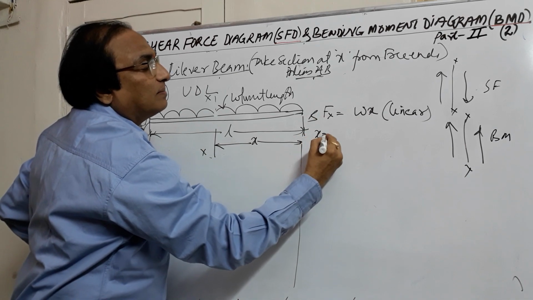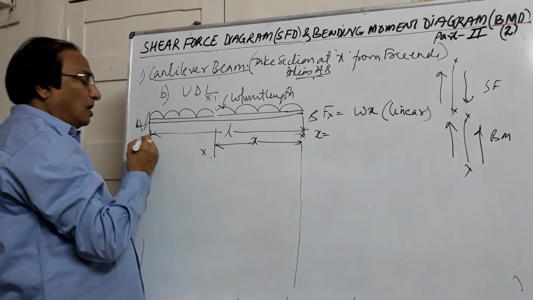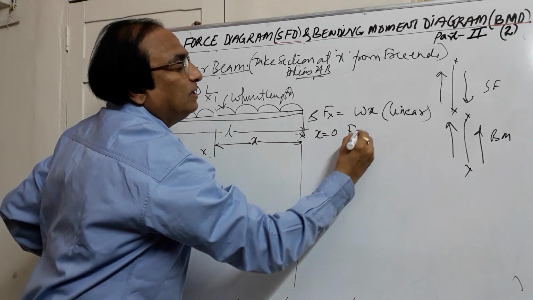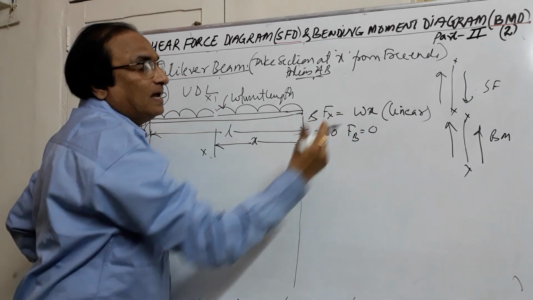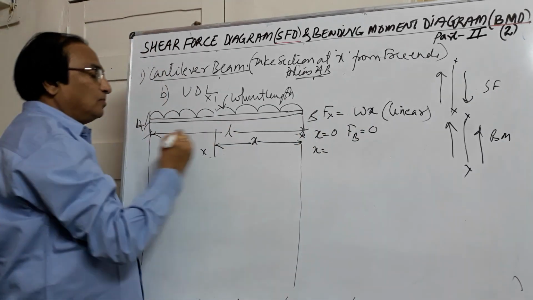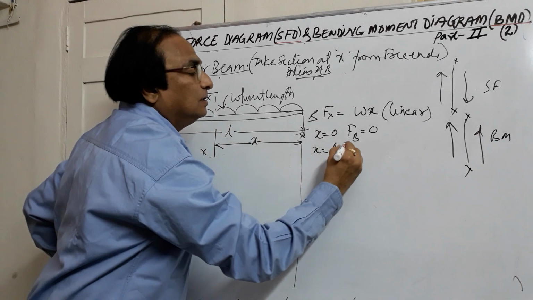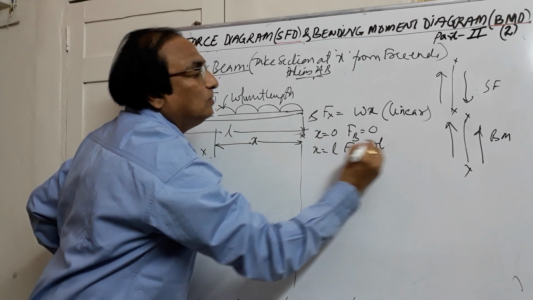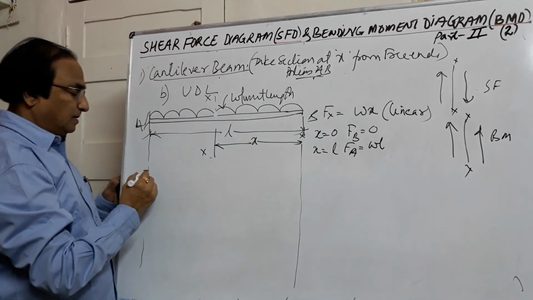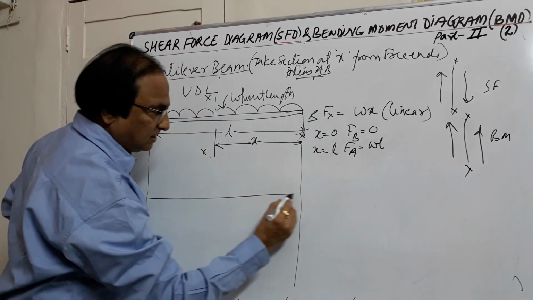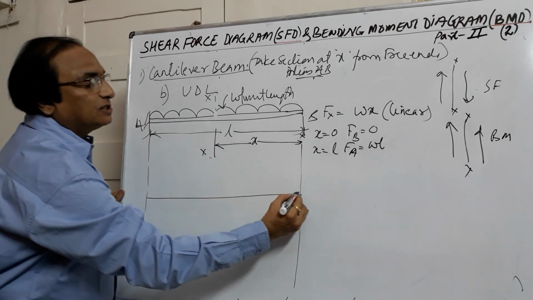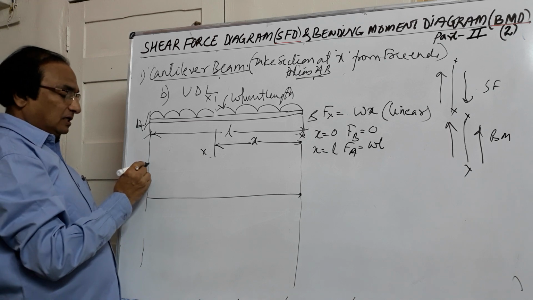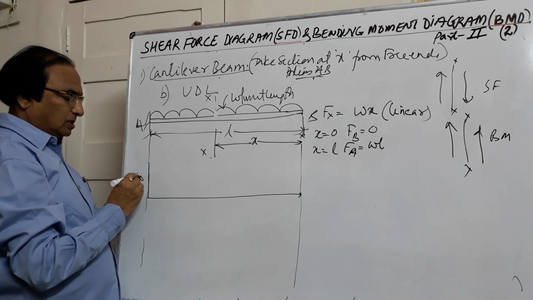So here we are measuring X from here and we are going up to the point A. So when X is equal to 0, shear force at B will be equal to 0. And when we take X up to this distance L, shear force at A will be equal to W into L. So first if I draw the shear force diagram, this is the length of the beam. Here shear force is 0 at B and at A it is WL, it is plus, so I will go up. So this is W into L.